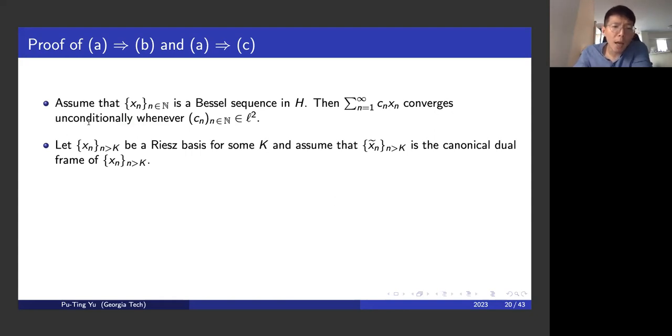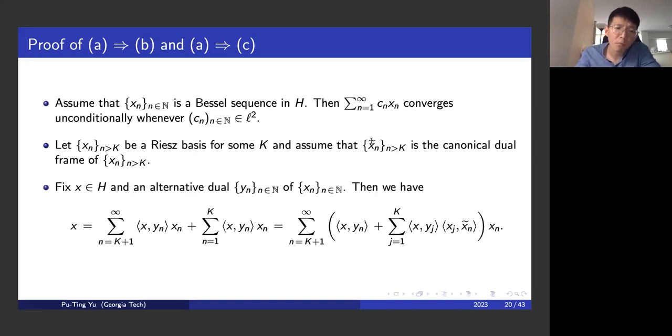Okay, now because Xn is a near-Riesz basis, we know for some k, Xn must be a Riesz basis for n greater than k. Let me use Xn tilde to denote the canonical dual frame associated with Xn for n greater than k. In this case, Xn tilde is also a Riesz basis. Now, let me fix an element X in H and an alternative dual associated with Xn. Because of the reconstruction formula, we can write X as the sum of Xn multiplied by the inner product of X and Yn from k plus 1 to infinity, plus the sum from n equals 1 to k.